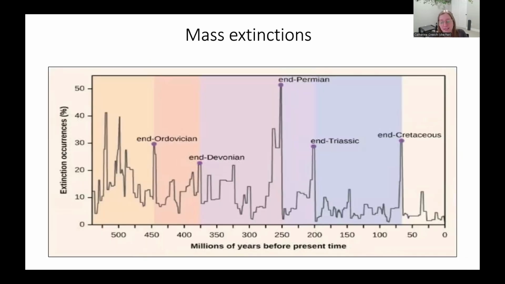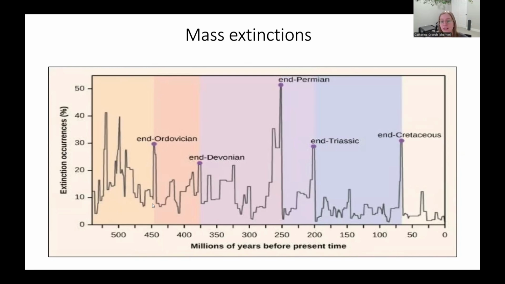So we've talked about mass extinctions a couple of times previously, but I want to show you this graph again. Here we have extinction occurrence, 0 through 50%, and then we have millions of years before present time, and we have 5 purple dots. Each of these purple dots is a mass extinction event. A mass extinction is an extinction that goes well above the background extinction level.